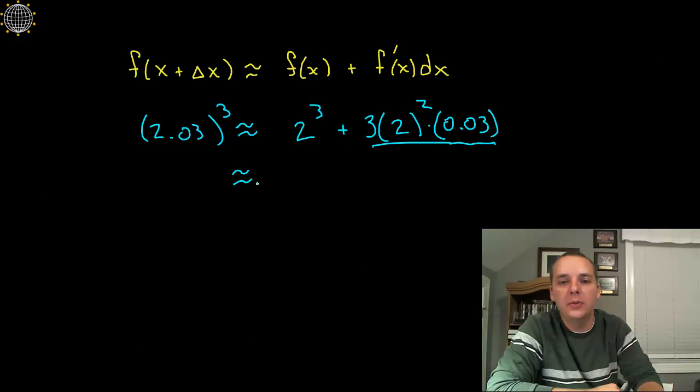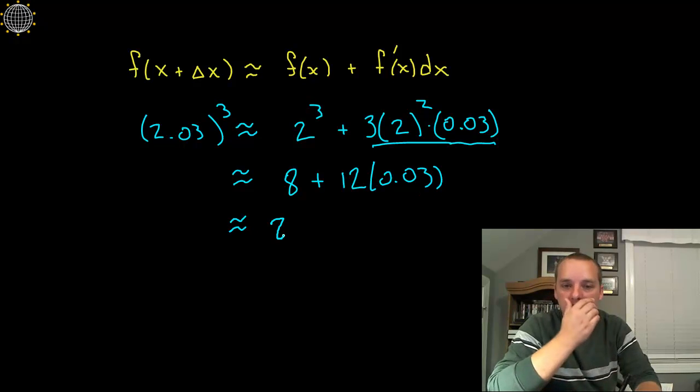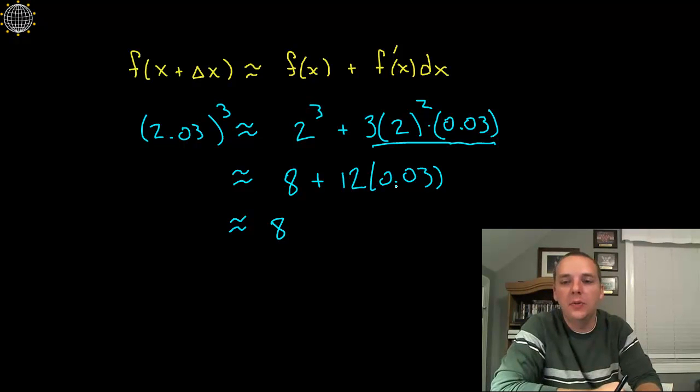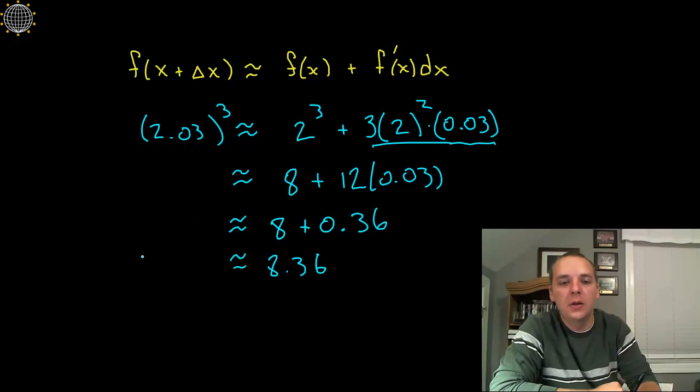All right, do a little algebra. 2 cubed is 8, plus 2 squared is 4, 4 times 3 is 12, 12 times 0.03. So 12 times 0.03 would be 0.36 if my algebra is right. And so this should be roughly 8.36.